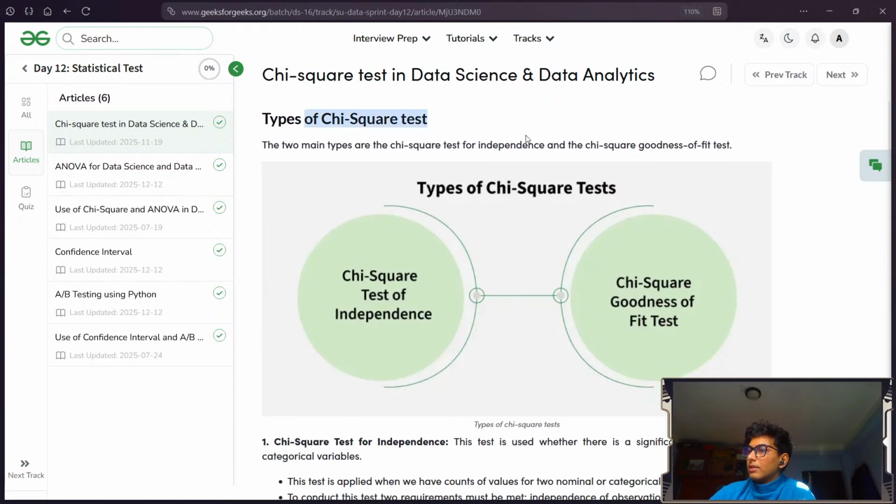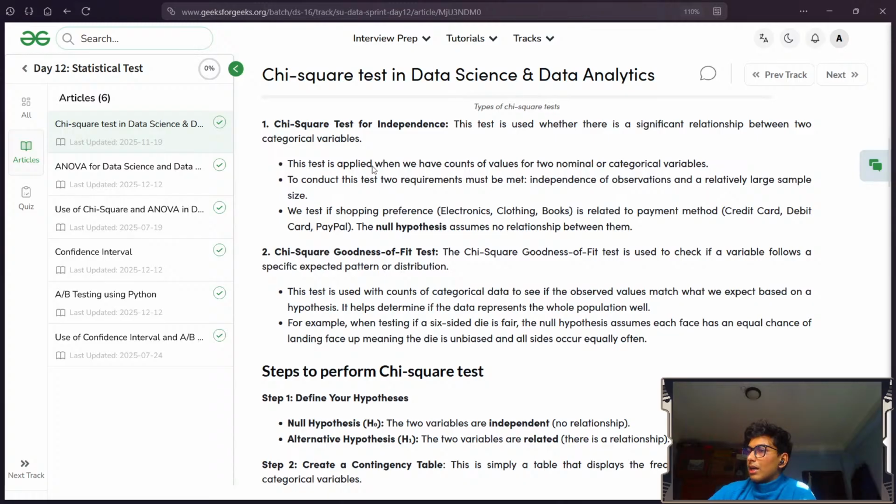Types of chi-square test. The two main types are the chi-square test for independence and chi-square goodness of fit test. Chi-square test for independence is used to test whether there is a significant relationship between two categorical variables. This test is applied when we have counts of values for two nominal or categorical variables. To conduct this test, two requirements must be met: independence of observations and a relatively large sample size.